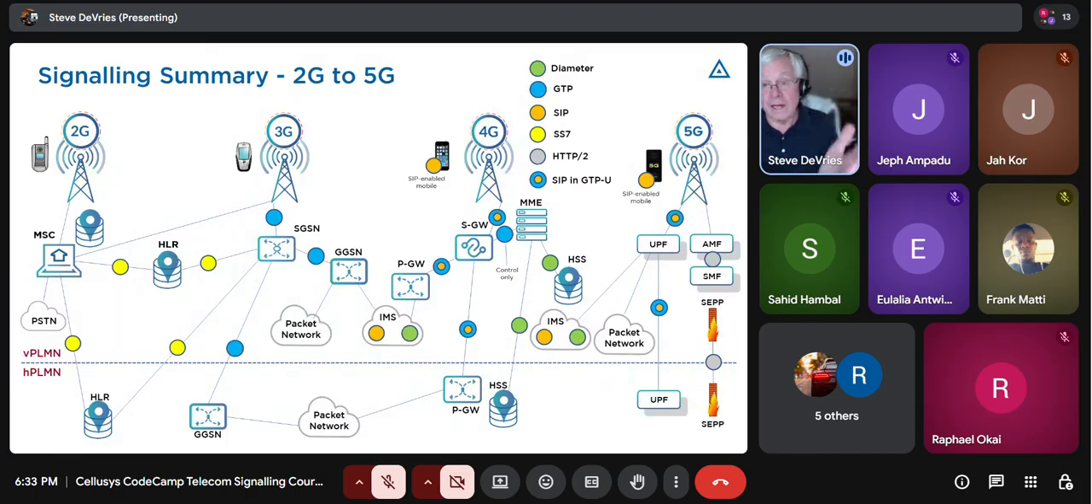I know it's a lot of acronyms, and don't expect you to memorize all this. I just wanted to show you that through the generations, you have different signaling, different requirements. But remember, every generation has a user equipment, a RAN, and a core network. From 4G on, it's data only.